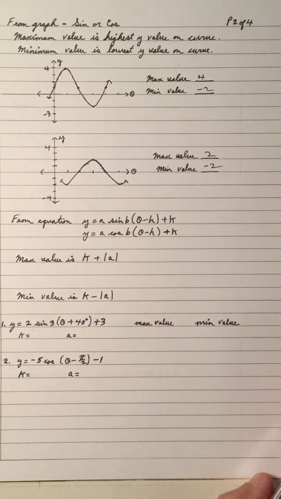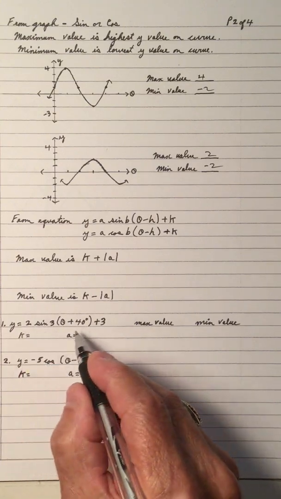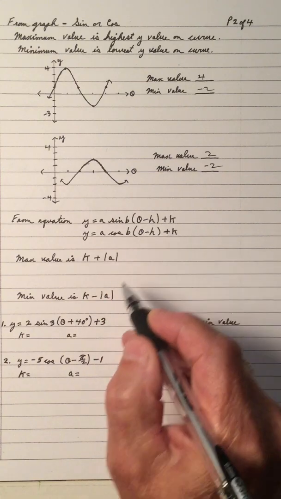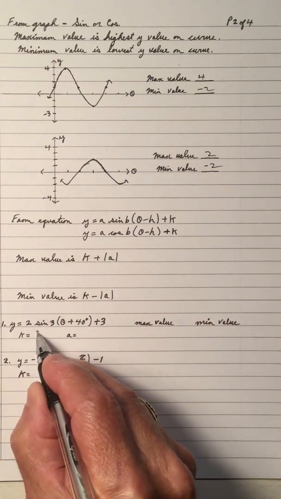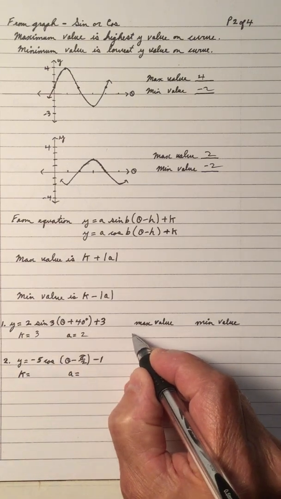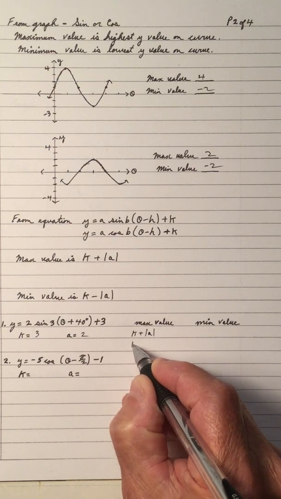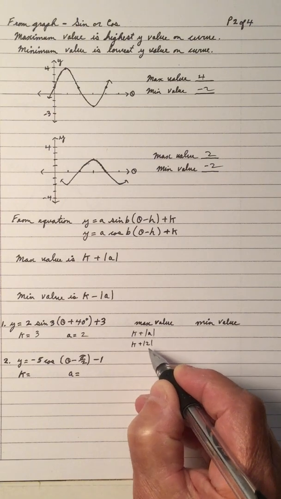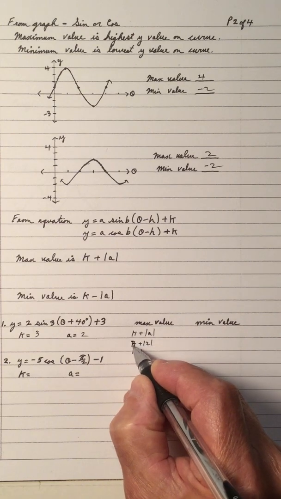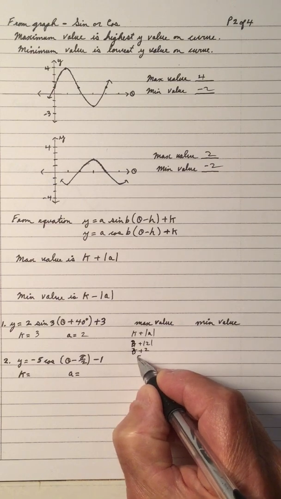Let's work out a few maximum and minimum values from an equation. In this equation, the k is right here, as you can see. K is the number on the end. I'm going to solve for y, so k is 3, and a is the first number, a is 2. So the maximum is k plus the absolute value of a. So it's k plus the absolute value of 2. K is 3, so it's 3 plus 2 is 5.